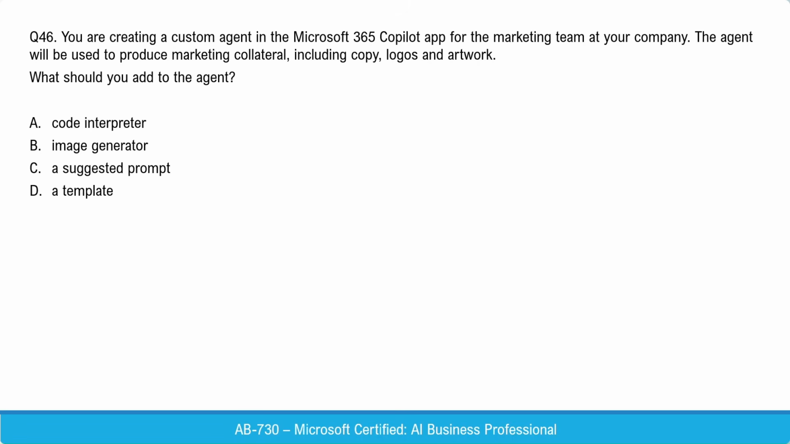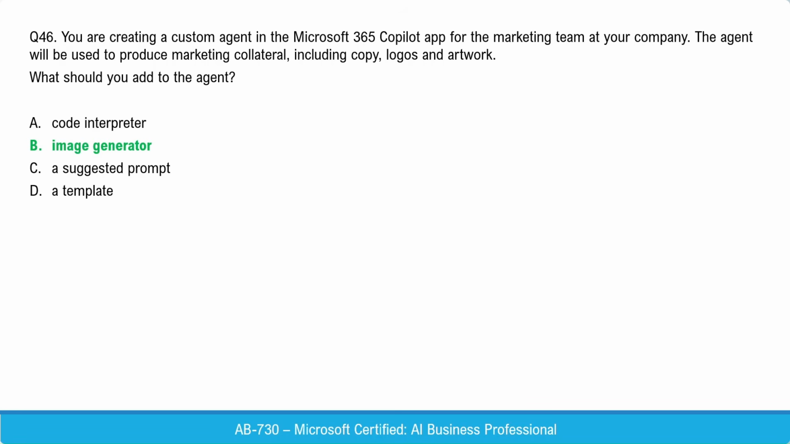Next question. You are creating a custom agent in the Microsoft 365 Copilot app for the marketing team at your company. The agent will be used to produce marketing collateral, including copy, logos, and artwork. What should you add to the agent? And your options are code interpreter, image generator, a suggested prompt, and a template. And the correct answer is an image generator.